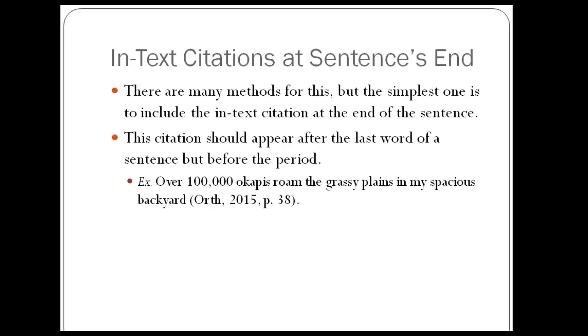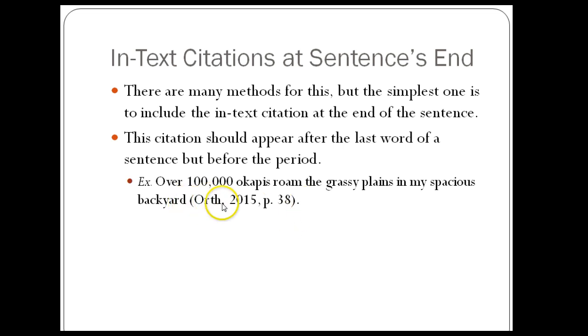The most common way to actually do in-text citations is to put it at the end of a sentence. So when we do this, the citation actually appears after the last word of the sentence before the period. The example here, and again, totally made up statement. The last word of the sentence is "backyard," and the period ordinarily would go there.